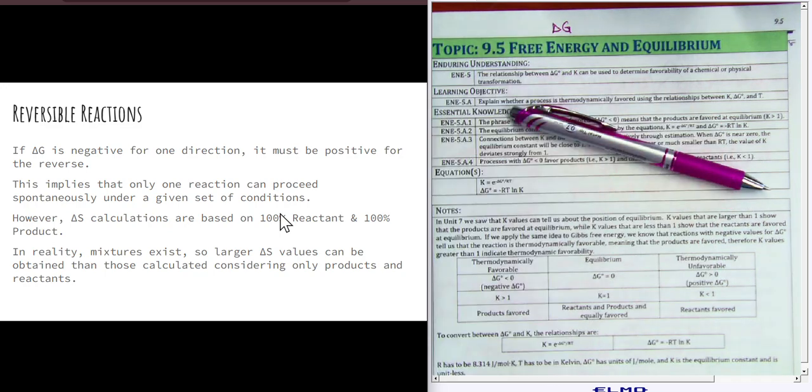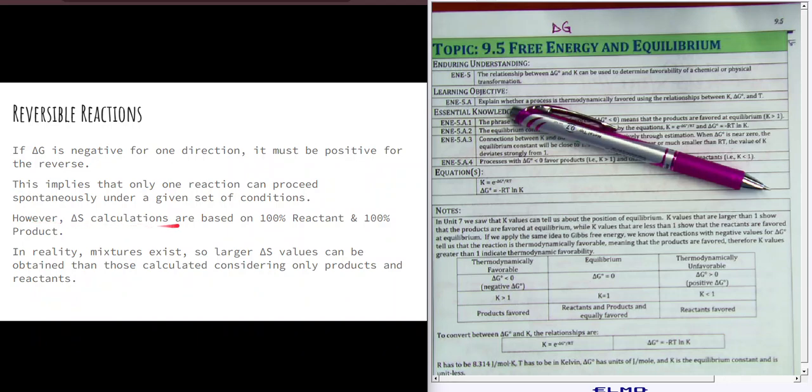Okay, so delta G will be negative for one direction. It's got to be positive for the reverse direction. And that should hopefully make perfect sense. It implies that only one reaction can proceed spontaneously under a given set of conditions. And so what they mean by this one reaction is they're talking about, here we go, one direction of the reaction. And you'll see in a graphic in just a second that it can change depending on where you are in the process of the reaction taking place, but I'll show it to you graphically and it might make more sense.